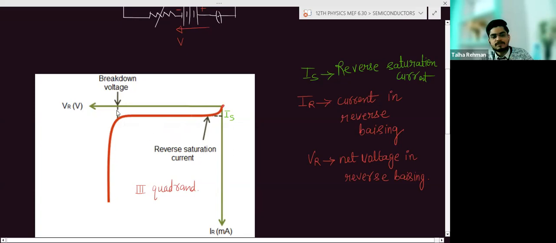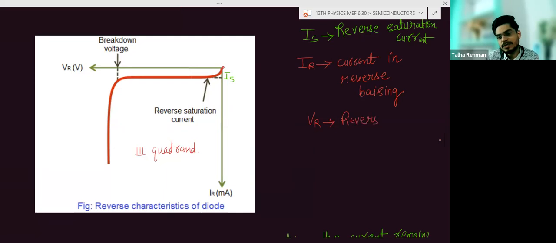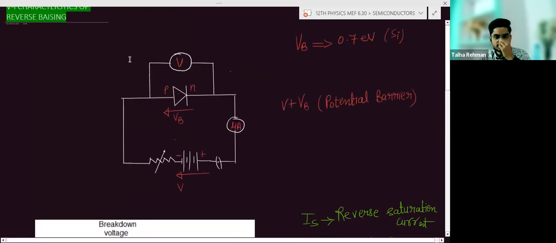After reaching this voltage, the current will increase sharply. This current here is the reverse saturation current. IR is the current in reverse biasing, and VR is the applied voltage, the negative, reverse applied voltage. Okay, so this is very easy.